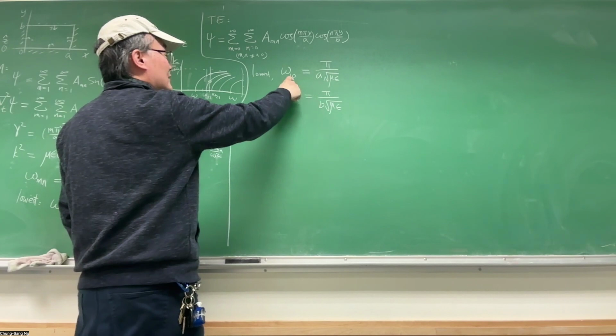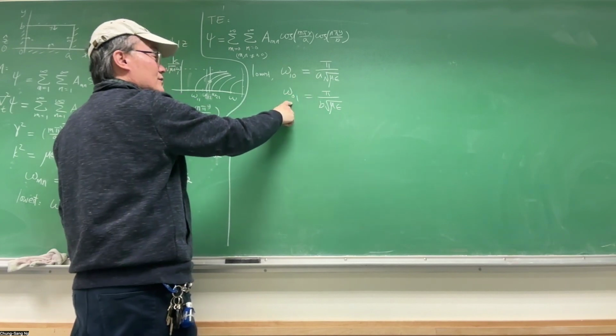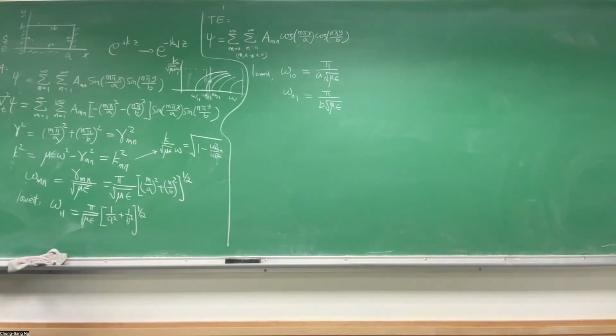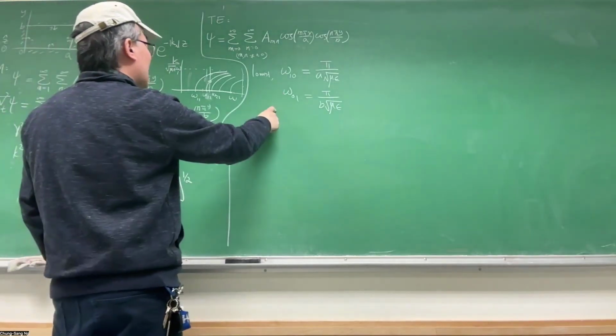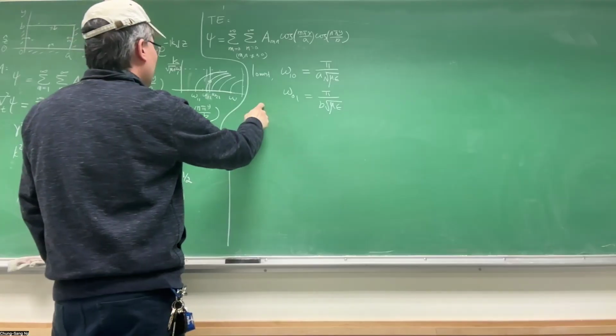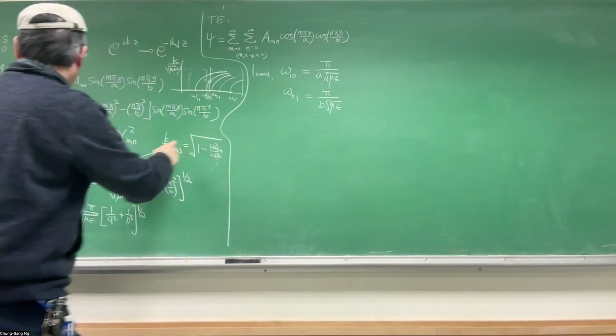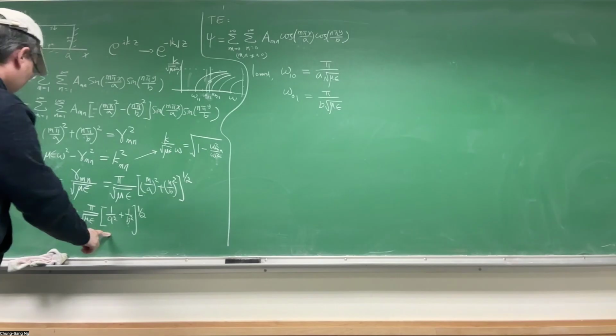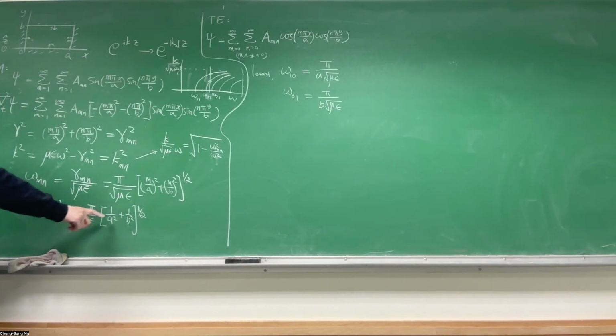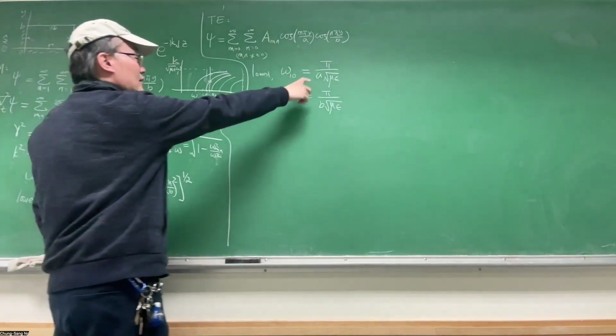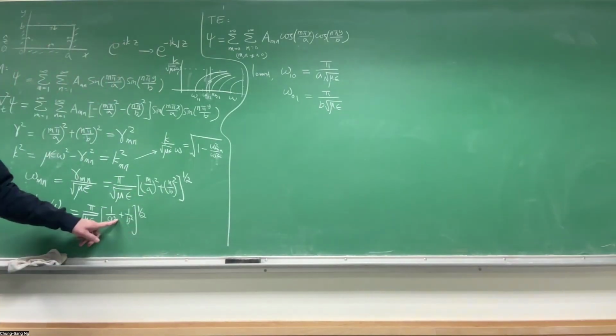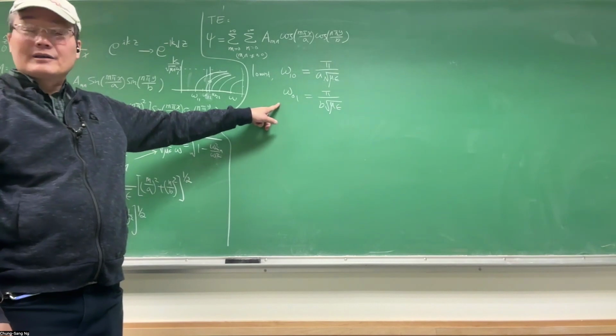If a is greater than b, obviously omega 1,0 is lower than omega 0,1, and vice versa. This is the lowest mode for the TE mode, and both will be lower than the lowest of the TM modes, because TM has both the 1 over a squared and 1 over b squared here. So this one will be greater than both of these, which is pretty obvious, right? This one is greater than both of these, right?